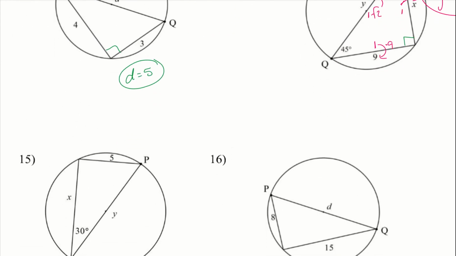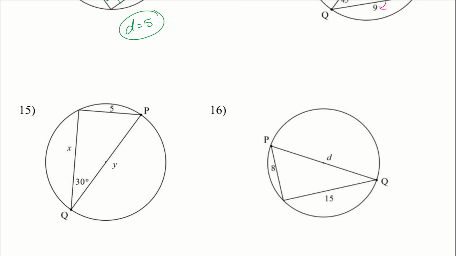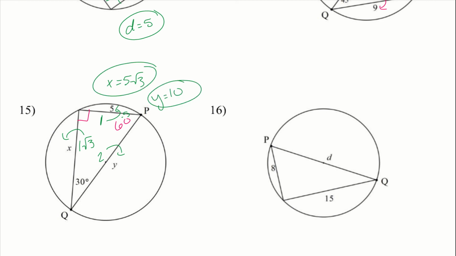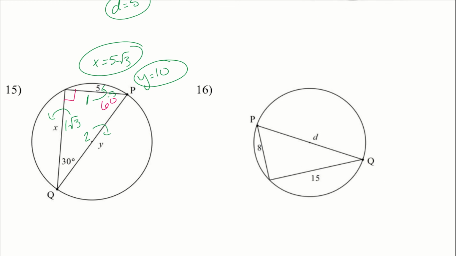All right, let's go ahead and try 15. So 15, we have a 30, 60, 90. So our 90 is there. Let's talk about the ratios. The 1 is going to be across from the 30. 2 is always the hypotenuse, and so that leaves across from the 60 is 1 root 3. So from 1 to 5, I'm multiplying by 5, which means I have to do the same thing for all the other sides, which means x equals 5 root 3, and y equals 10.